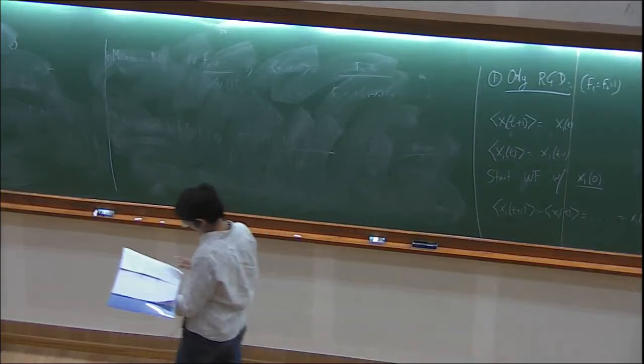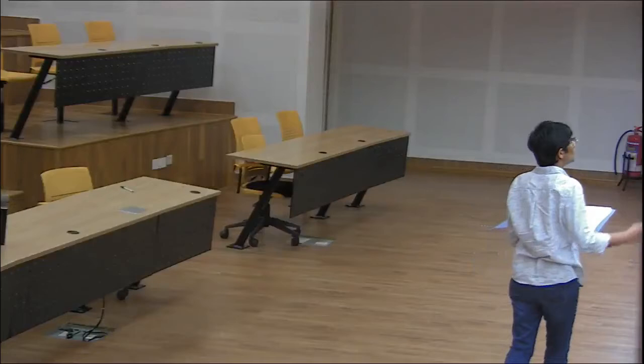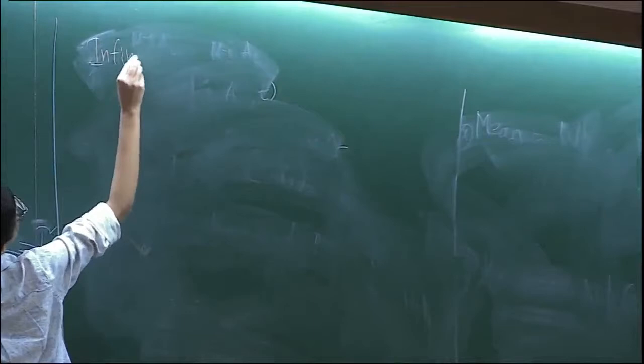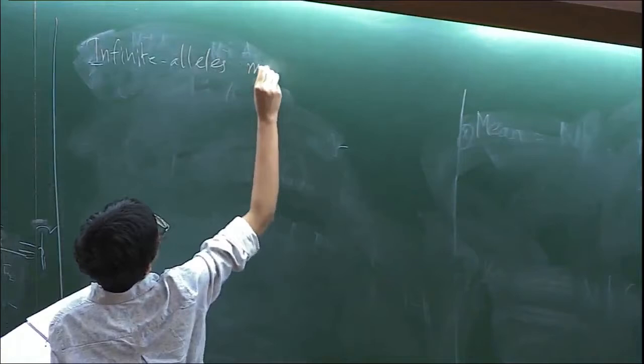Okay, let's do this. In this context, I want to calculate a certain quantity. What is this variability that is maintained due to drift and mutation? For that, I need to introduce to you what is called the infinite alleles model, where the calculation is simple. We had a question first. How much variability?